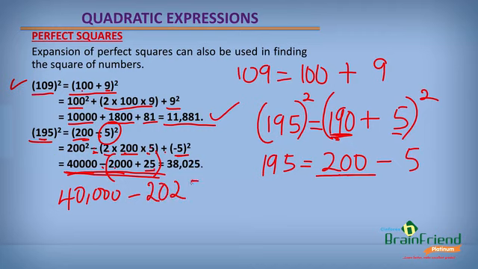2,025. So once we do this, 40,000 minus 2,025, we get the answer, which is 38,025, which is the square of 195. So expansion of perfect squares can be used in finding the square of ordinary numbers.